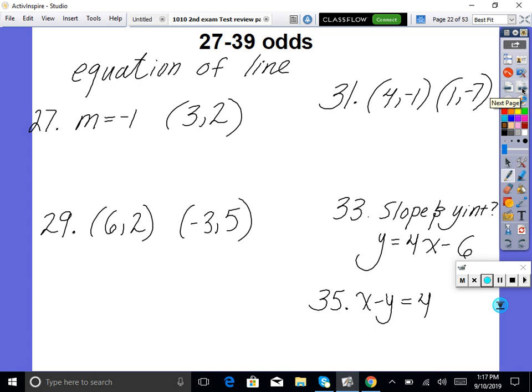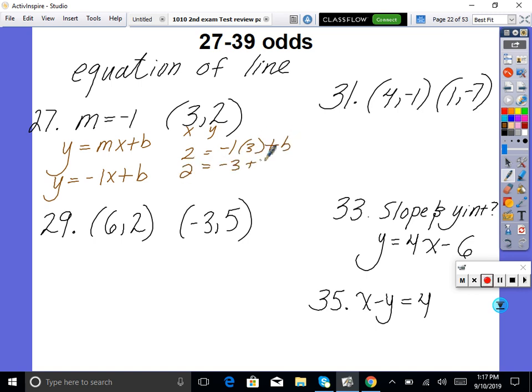Right here, for example, it says write the equation of a line that has a slope of -1 and passes through the point 3, 2. So you'd say y is equal to mx plus b. I know y is equal to -1x plus b. Plug in your xy point. So we would have 2 equals -1 times 3 plus b. So 2 equals -3 plus b. So b must equal 5. So my final answer for 27 should be y equals -x plus 5.